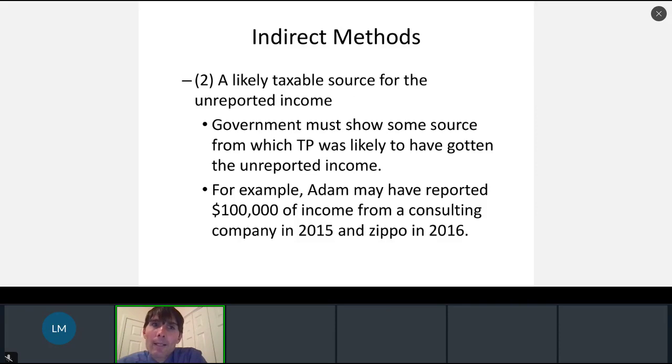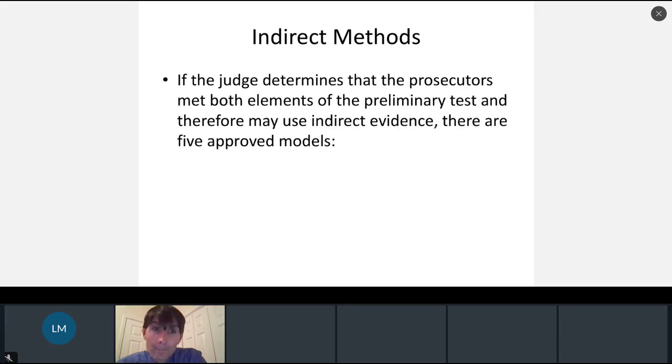The second element that the government has to prove is that there is a likely taxable source for the unreported income. The government must show some source from which the taxpayer was likely to have gotten the unreported income. For example, Adam may have reported $100,000 of income from a consulting company in 2015 and nothing in 2016.